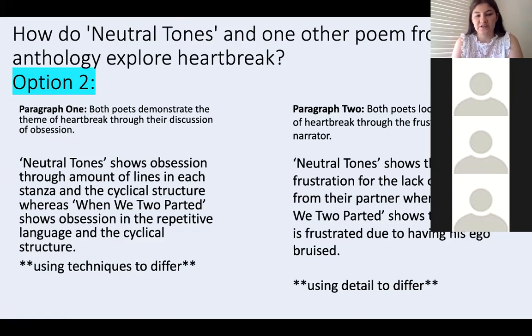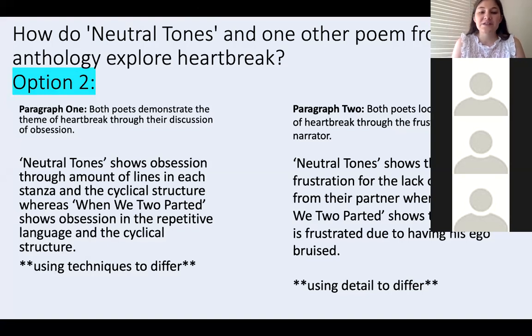If we are looking, for example, at the sub-theme of obsession, if you see on the left-hand side, it says paragraph 1. Both poets demonstrate the theme of heartbreak through their discussion of obsession, okay? So that is our topic sentence. Now, what do I do next? I figure out what the difference is between the two poems. So, Neutral Tones shows obsession through the amount of lines in each stanza and the cyclical structure, whereas When We Two Parted shows obsession in the repetitive language and the cyclical structure.